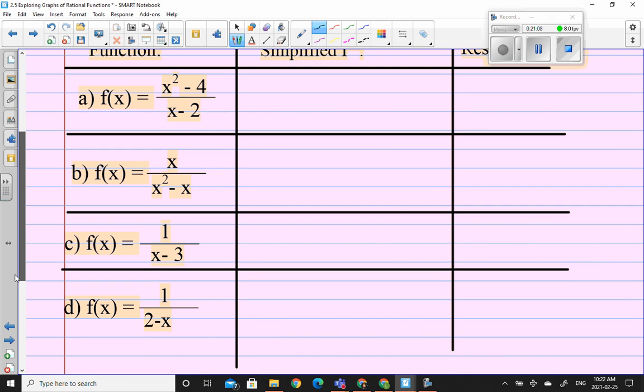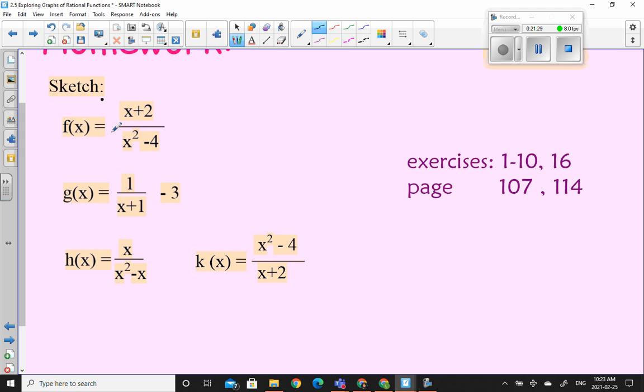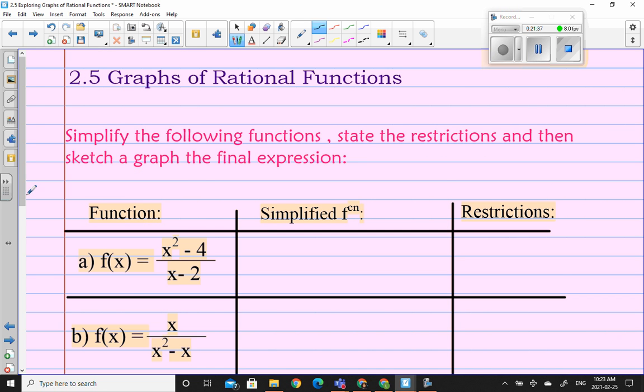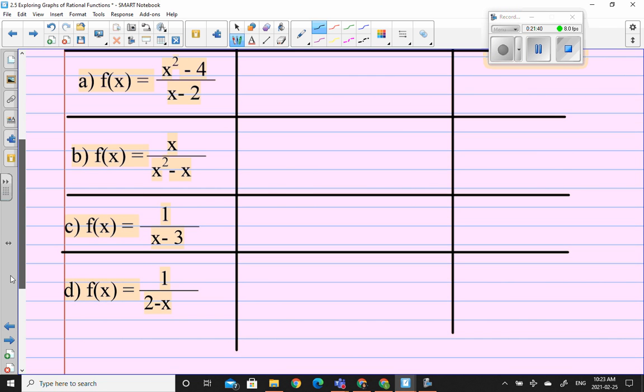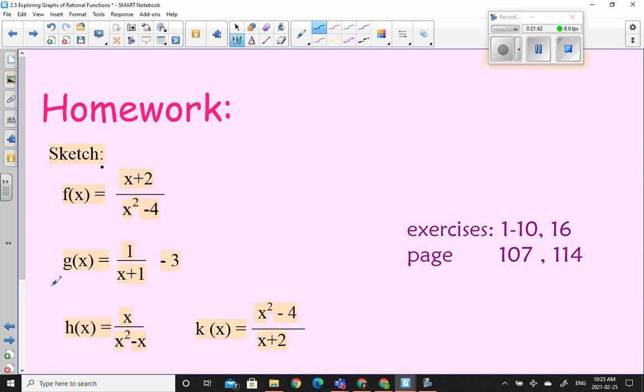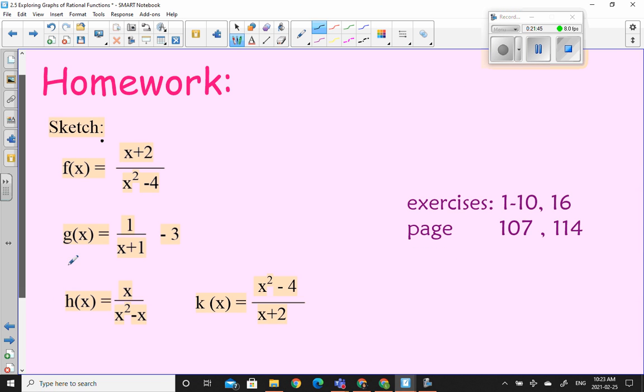I want you now to pause the video and try these questions, simplify these rational functions, state their restrictions, and also state if there are any holes or asymptotes, what they are, and then try to draw a rough sketch of these functions. I would also want you to try some more questions here when you're done that, and then go on to the homework. And we'll take up these questions in class. So try these questions over here. First, try these ones. Pause your video here and try these questions. When you're done that, go on to the next set of questions, and then your homework questions.